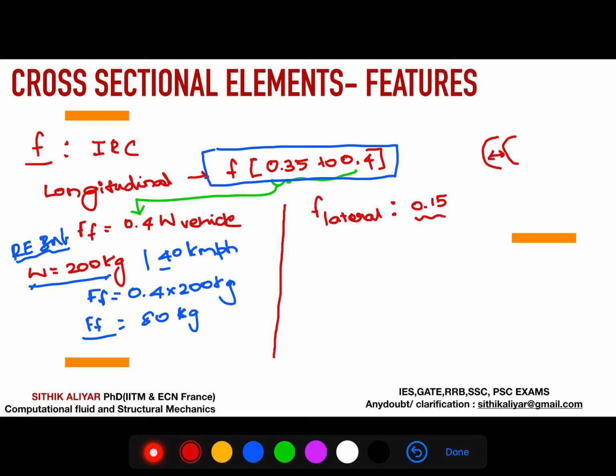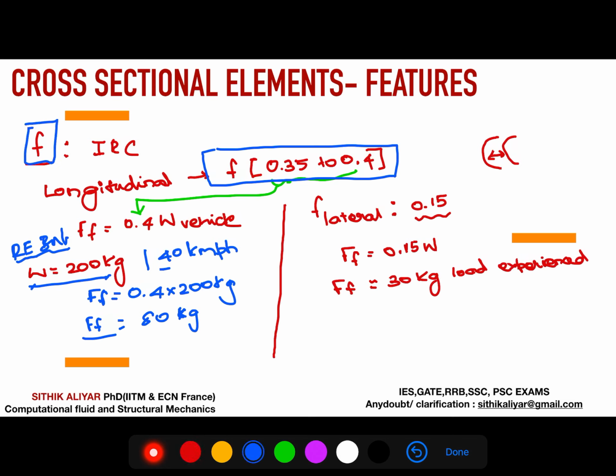If it is 0.15, try to imagine the same Bullet again, we will get only 15% of the weight. So the frictional force will be approximately how much? It will be something like 20 kg to 30 kg. 30 kg will be the load experienced in the lateral direction. So I hope I made it clear.